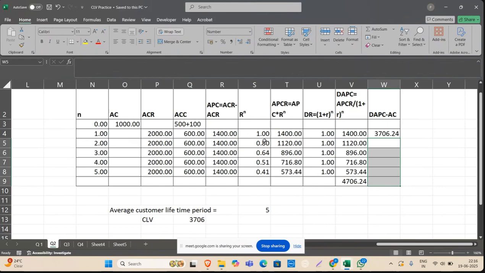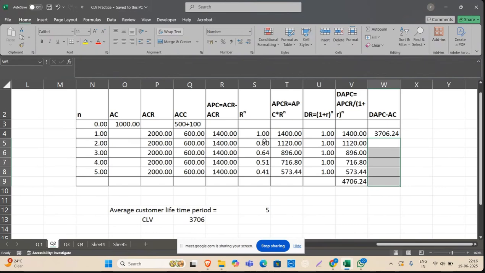That is not the retention rate, that is the discount rate. DR is equal to 1 plus r to the power n. That is the formula for calculating the discounted rate. Since it's not given, that's why we assume 1.